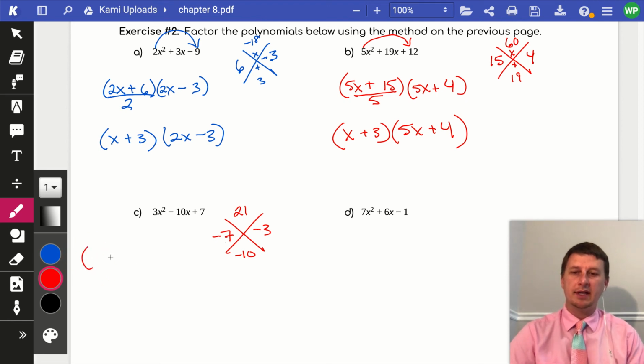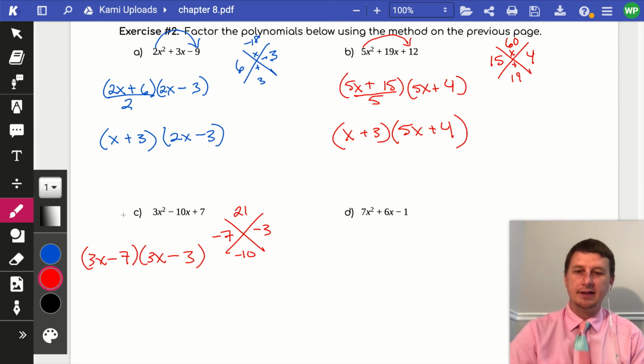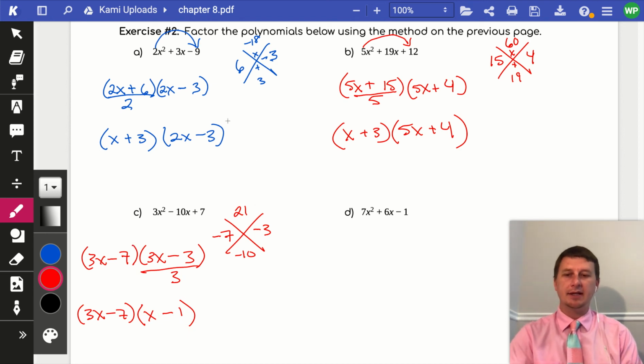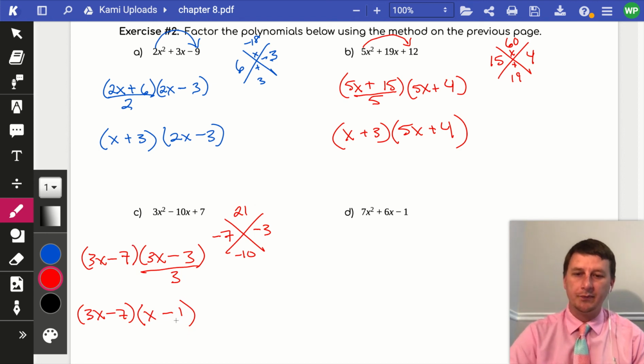So we're going to open up our two sets of parentheses. We're going to start each one off with not x, but 3x. And we know our two numbers are going to be negative 7 and negative 3. Now what we want to do is divide one of these by the A term. So which one of these is divisible by 3? And that's the second set of parentheses right here. So we'll bring down our 3x minus 7. And 3x divided by 3 is x. And negative 3 divided by 3 is negative 1. So our final factorization is 3x minus 7 times x minus 1.